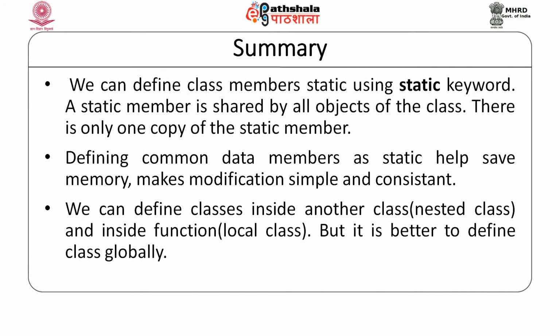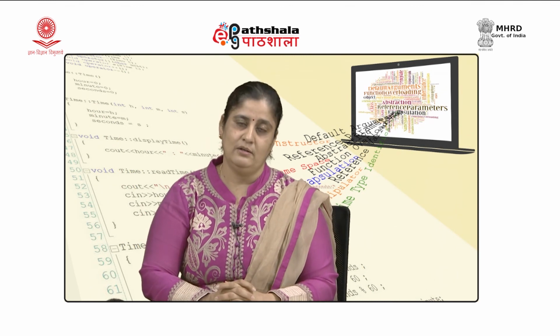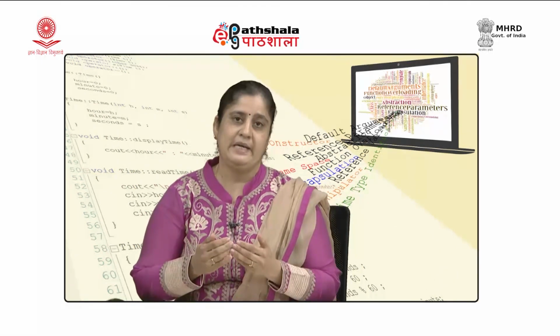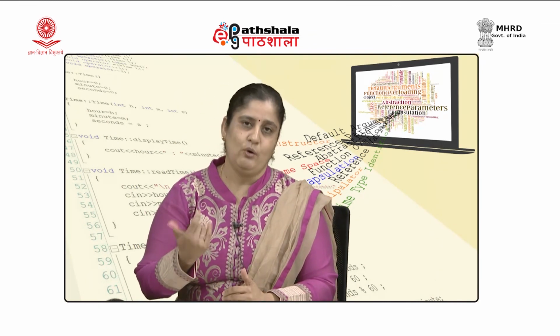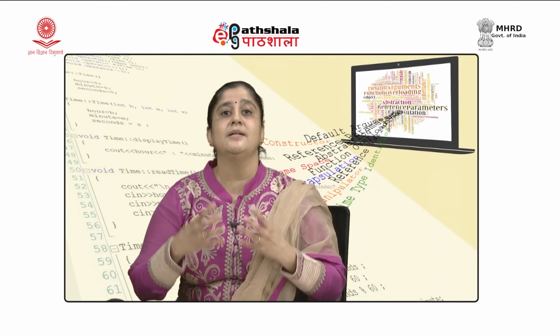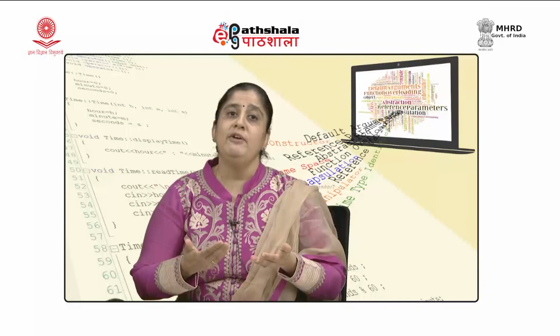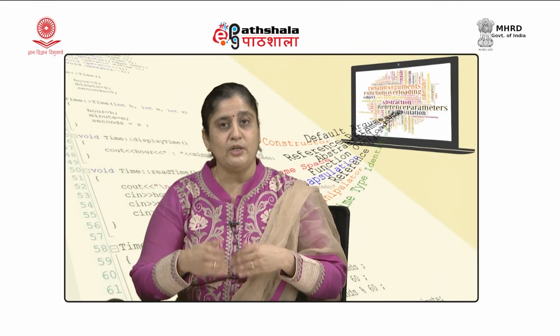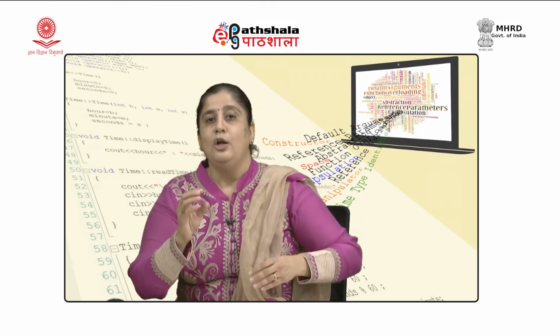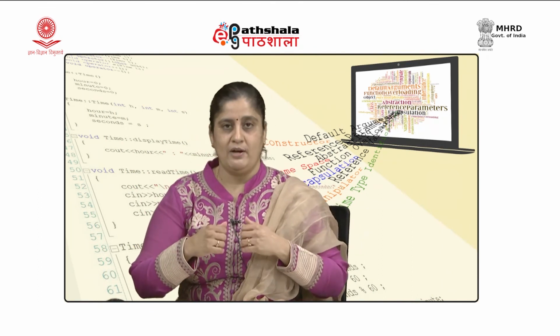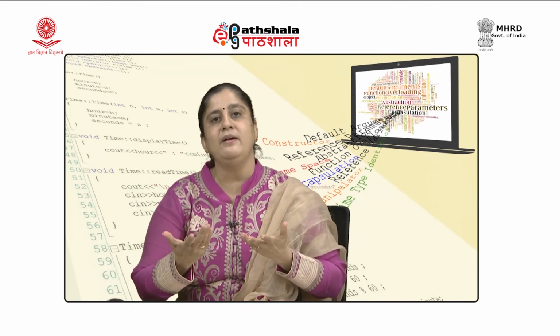So, it is possible for us to define a class which is nested in another class or which is local to another function, but the better idea is that the class should be defined outside, because what a class defines is a data type. So, a data type should be defined globally. When we intend to create an object of that class, or a variable of that class, that should be done locally. So, objects must be defined locally, but the classes must be defined globally.